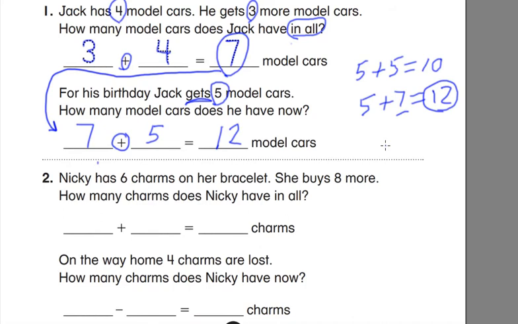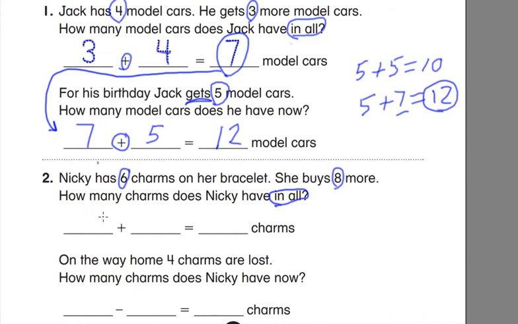All right, I think that was enough time. So now let's go over the first part only. Okay? So I'm going to read it and make sure I circle everything that's important so I don't forget about it. Nikki has 6 charms on her bracelet. Well, that sounds important that she has 6 charms on her bracelet, so I'll circle it. She buys 8 more. Well, that also sounds pretty important. How many charms does Nikki have in all? Well, we know the words in all are super important because they tell us if we're going to add or subtract.